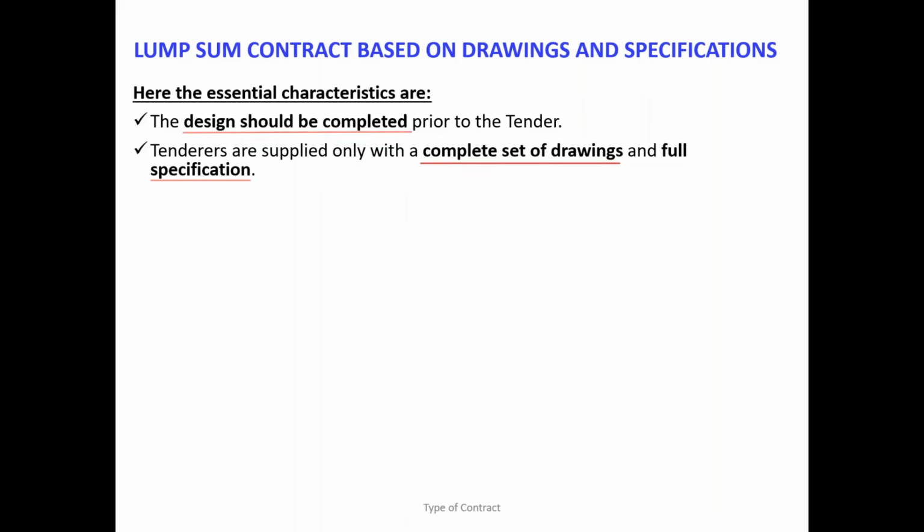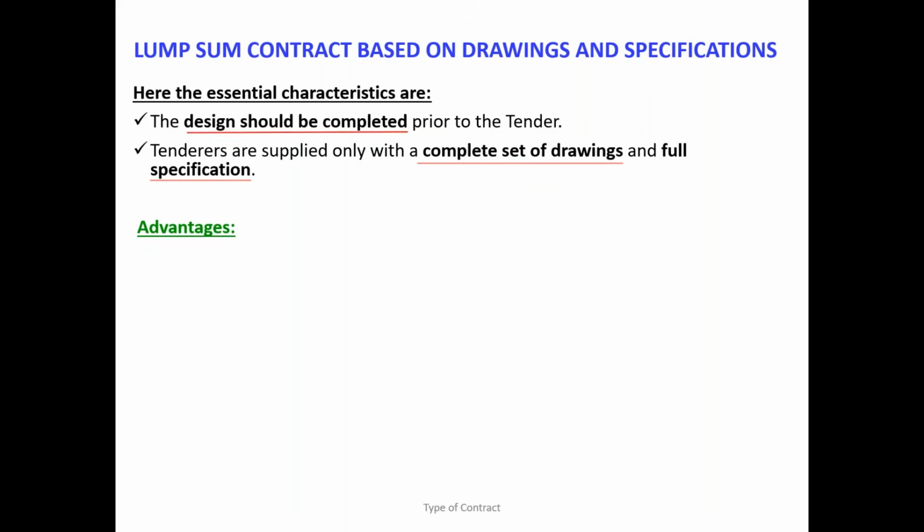So that is the characteristic of the lump sum contract based on drawing and specification. You don't need the BOQ. Give me the full design and specification, and I will give you my price. Once we agree on that, the contract is formed. So what is the advantage now? Everybody tell me what is the advantage. You might have a good idea now.